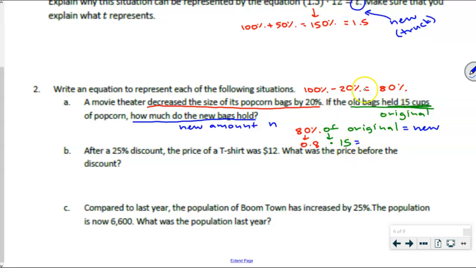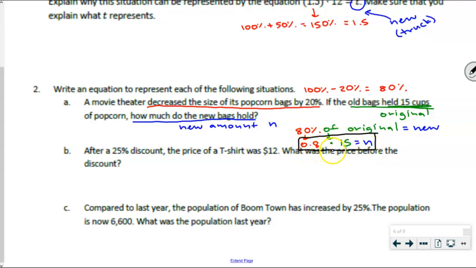We could say X. That's fine. We could say Y. That's fine. I like N for the new bag. It just has to be a variable. We don't have to be picky about what that variable is. But now we wrote an equation. Can you solve it? It's already solved. N is alone, right? So what is the value of N?